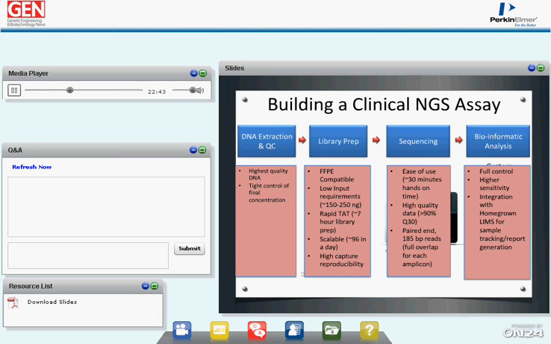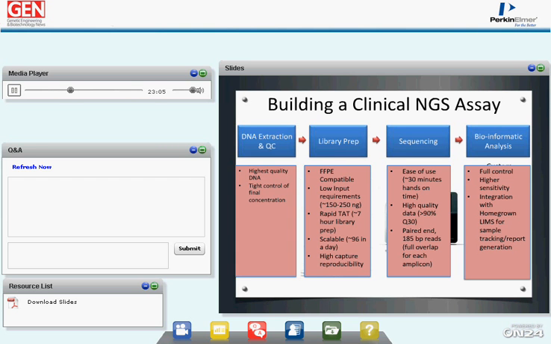In terms of library prep, we chose to go the amplicon-based approach because it worked well with FFPE DNA, the DNA that was fixed in formalin. It allowed us to have low input amounts, so we can go down to about 150 to 250 nanograms based upon the manufacturer's spec. And I'll show you in a little bit how we're able to push that even lower once we entered our optimization phase.